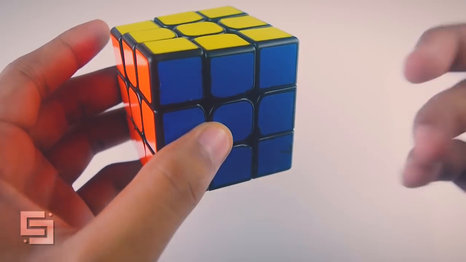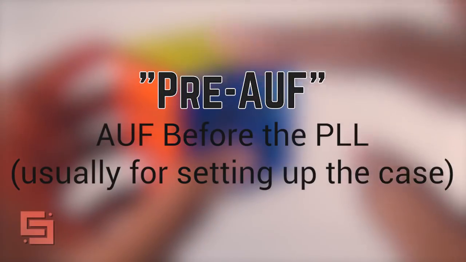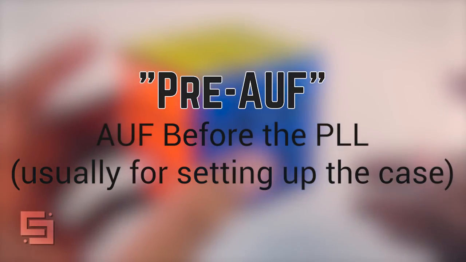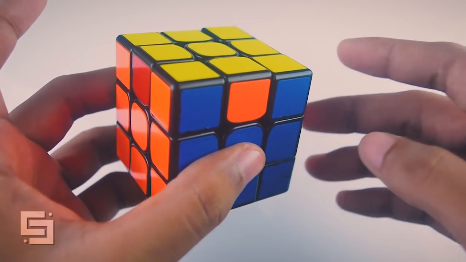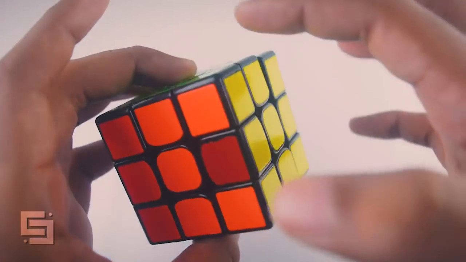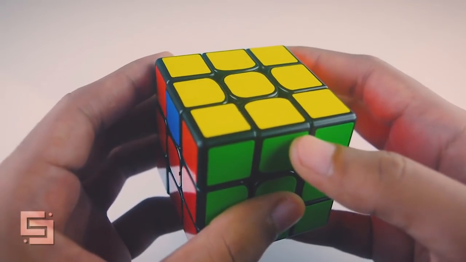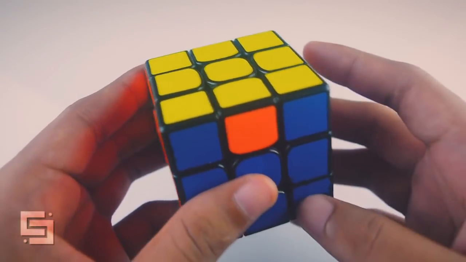Both the H perm and Z perm do not require a pre-AUF to set up the case, and you only need to do the AUF after you're done with the algorithm. But that is not the case with U perm. Most people learn two algorithms for the U perm, one with the bar at the back and one with the bar in the front. With the U perm, you might have to do one AUF.